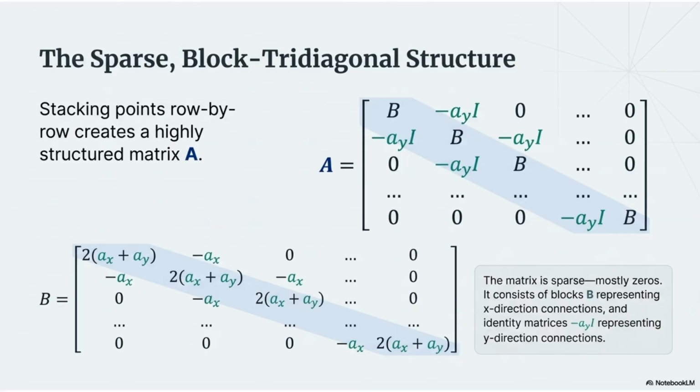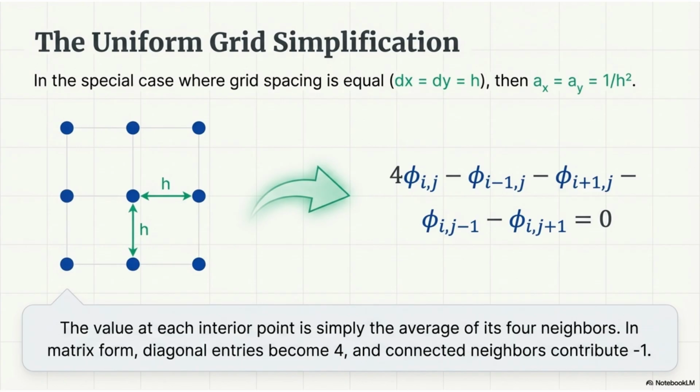Stacking points row by row creates a highly structured, sparse, block tridiagonal matrix A. The internal blocks B represent the x-direction connections, while identity matrices, scaled by a_y, represent the y-direction connections. In the special case where grid spacing is equal, the equation simplifies. The value at each interior point is simply the average of its 4 neighbors. In matrix form, diagonal entries become 4, and connected neighbors contribute -1.